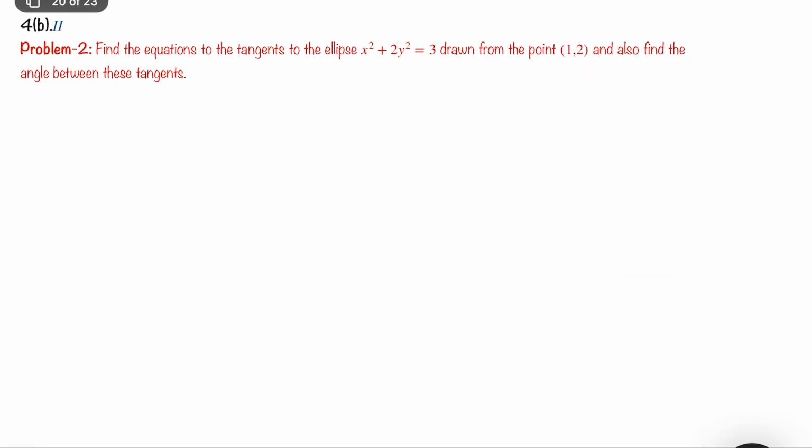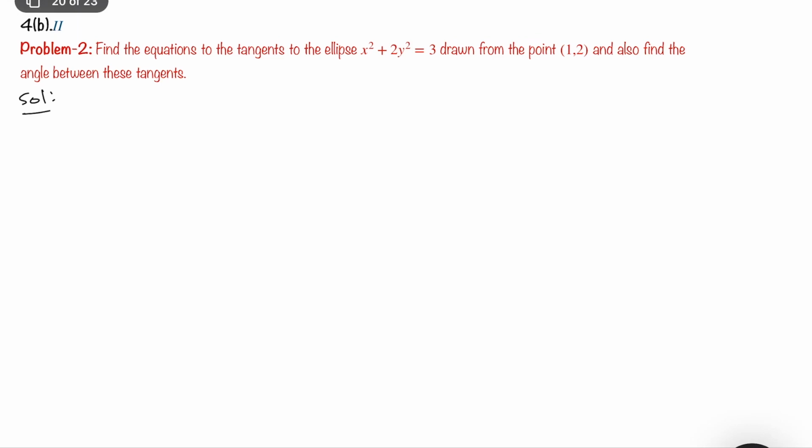Next, problem 2 from section 2 of exercise 4b. Find the equations to the tangents to the ellipse x square plus 2y square equal to 3 drawn from the point 1 comma 2 and also find the angle between these tangents.